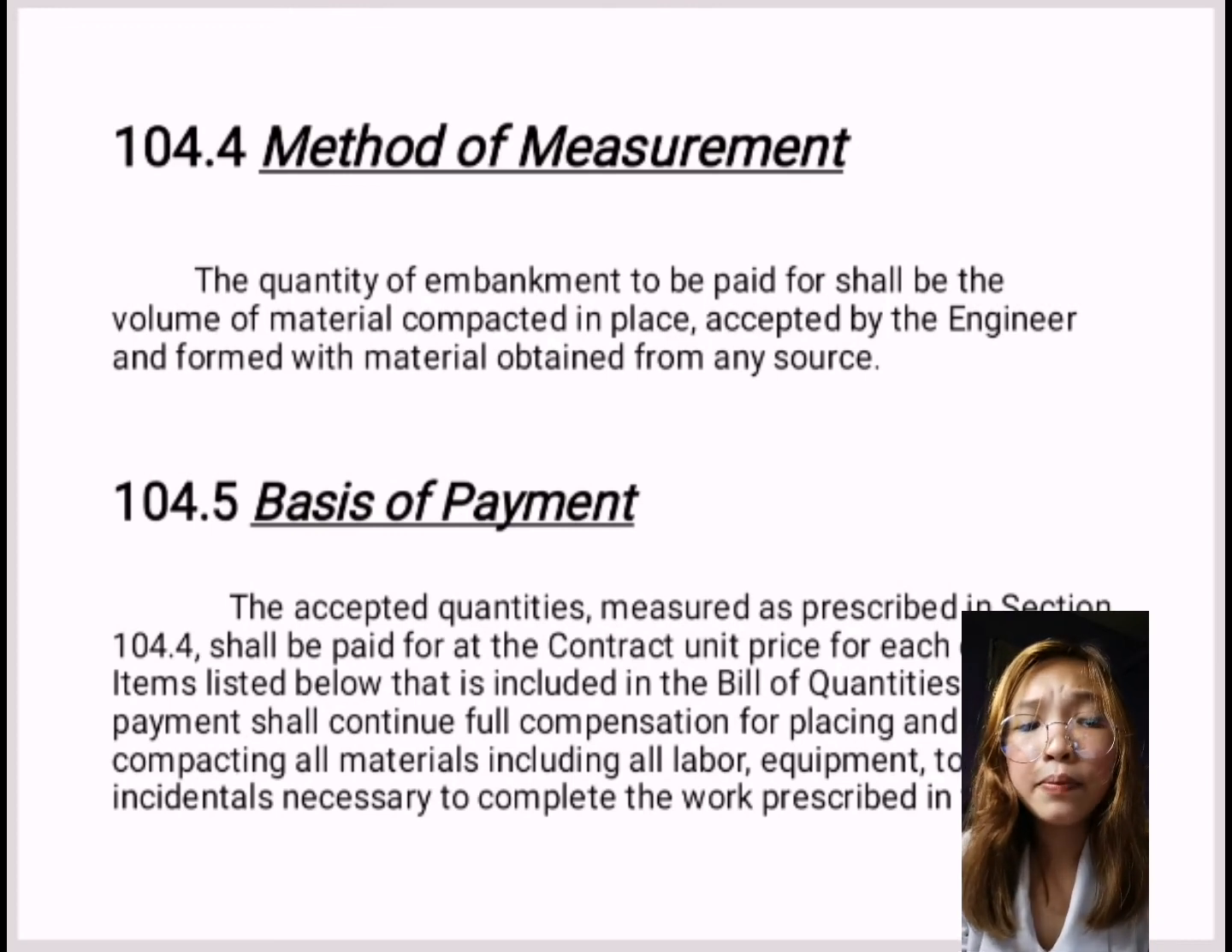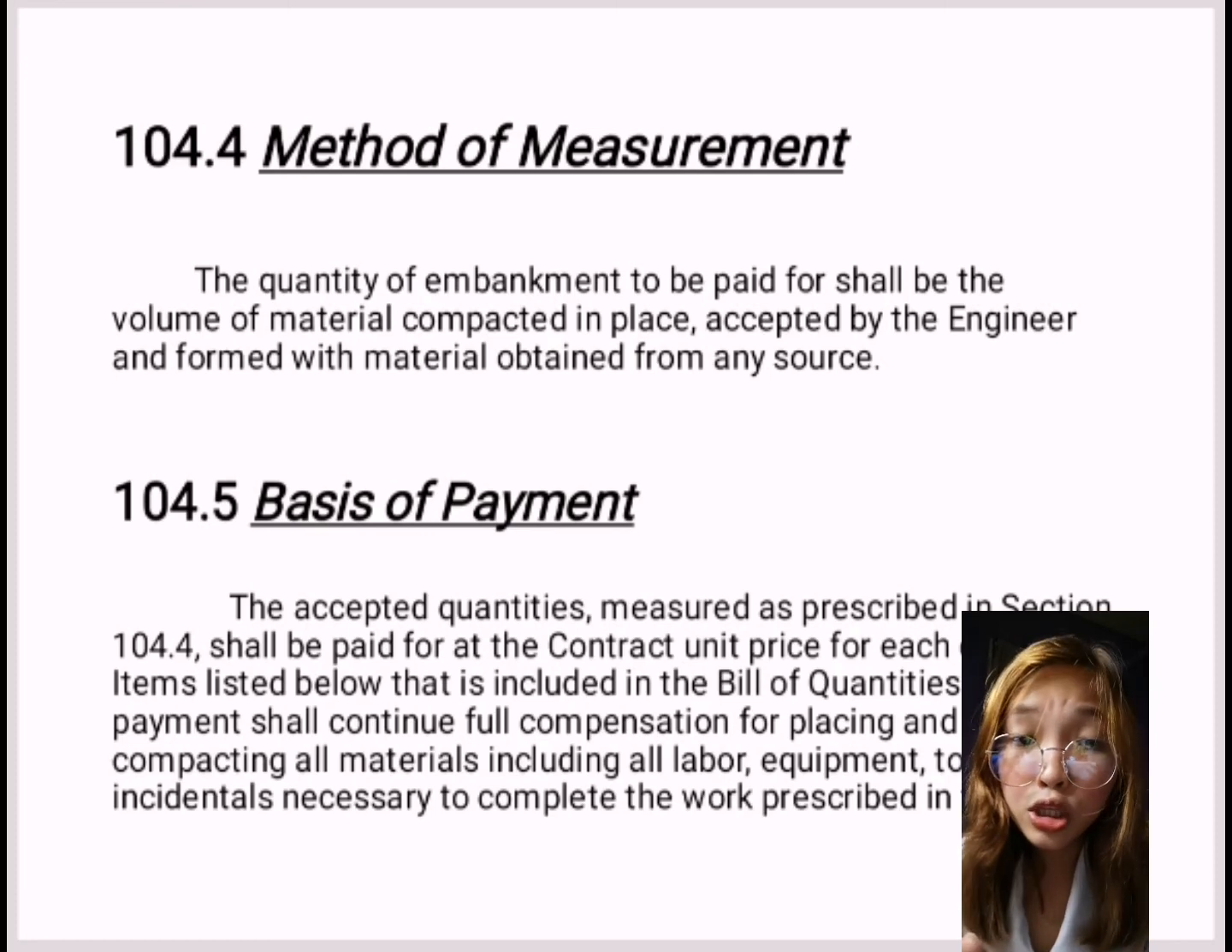Lastly, item number 104.5, or the basis of payment. So the accepted quantities measured as prescribed in section 104.4 shall be paid for at the contract unit price for each of the pay items listed below that is included in the bill of quantities. So the payment shall constitute full compensation for placing and compacting all materials, including all labor, equipment, tools, and incidentals necessary to complete the work prescribed in this item.